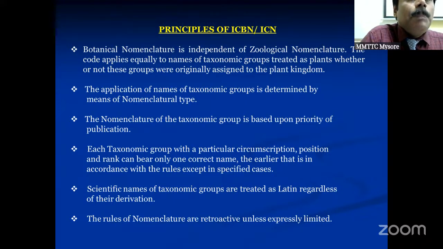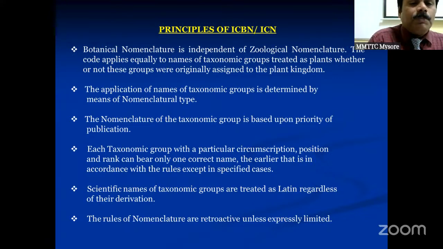The application of names of taxonomic groups is determined by nomenclatural type. That process is called typification. What is meant by typification? That is important, and that I will talk about in the subsequent slide. You have to remember, under the principles of the code, the second principle is typification. It is the duty of the taxonomist who comes across a new taxon, under the principle of typification. What procedures are to be followed under the second principle, we will come to know in the subsequent slide.